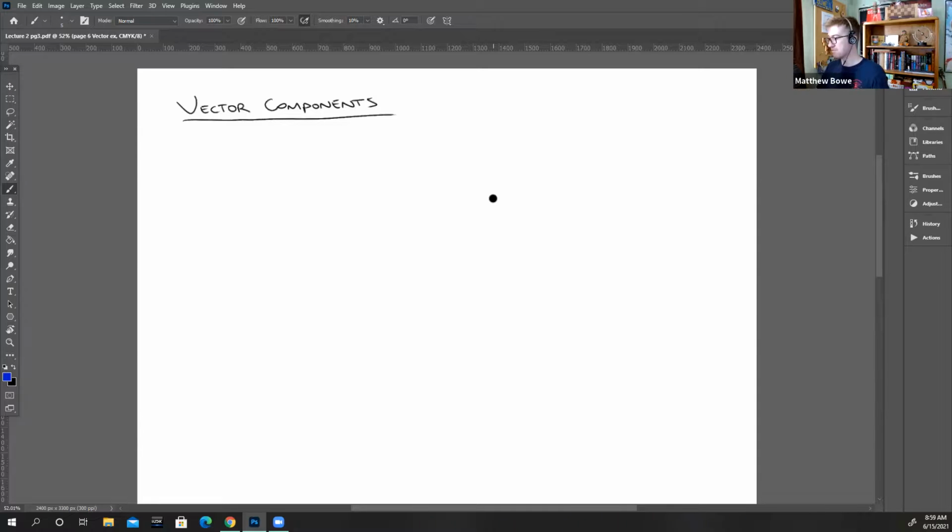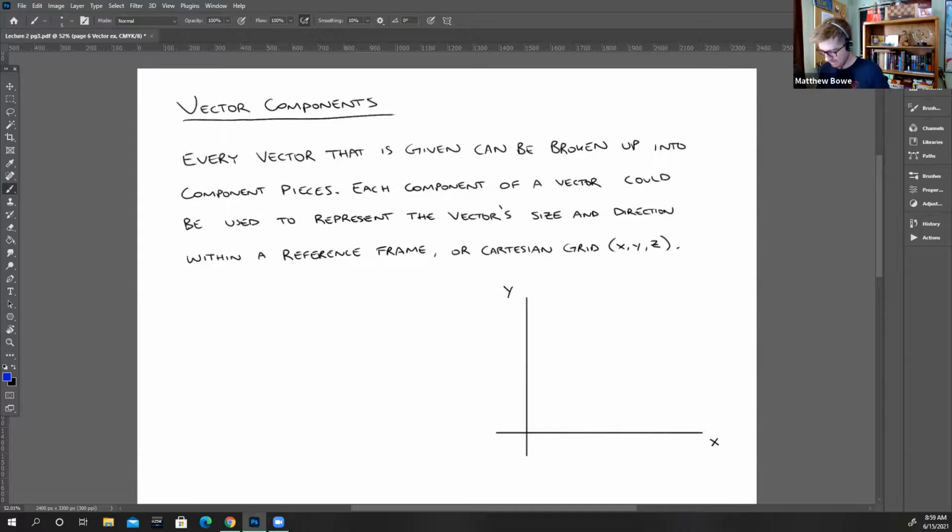Okay, so we have to look at vector components. So what is a vector made out of? Every vector that we're going to be dealing with, that we're given, can be broken up into pieces. These pieces are a lot more manageable than the vector itself. I can say vector A plus vector B equals vector C. That is actually a little complicated. I need to find the components first.